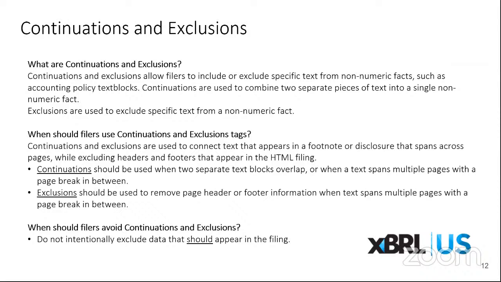So when should filers avoid using continuations and exclusions? You don't want to exclude data that should appear in your document. So if you have a financial table that should be included in your document, don't exclude that table. You also want to avoid using them excessively if you don't have to. If you have a reason to use them, that's fine, but there's no need to complicate the document if you don't actually need to use them.